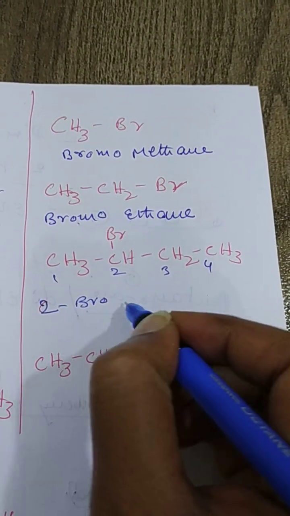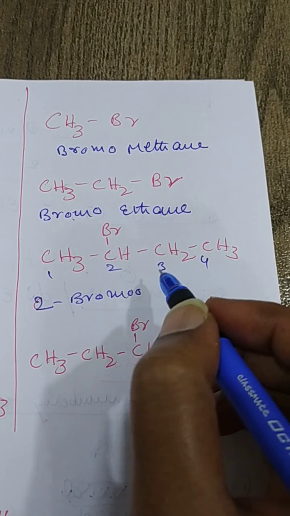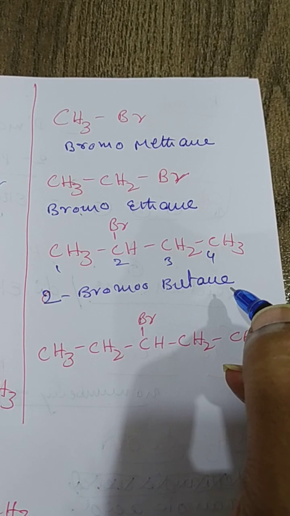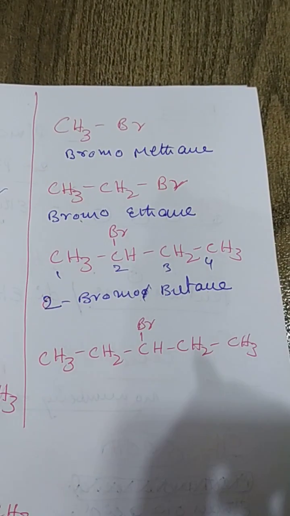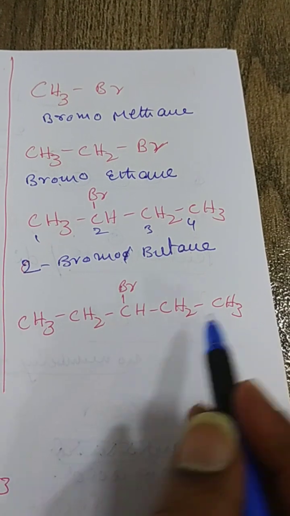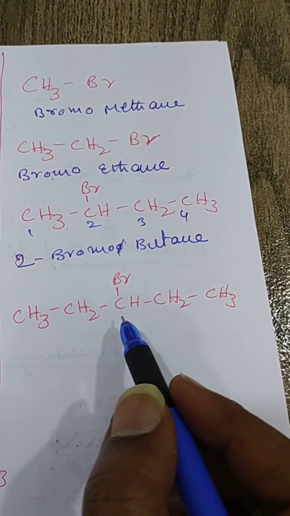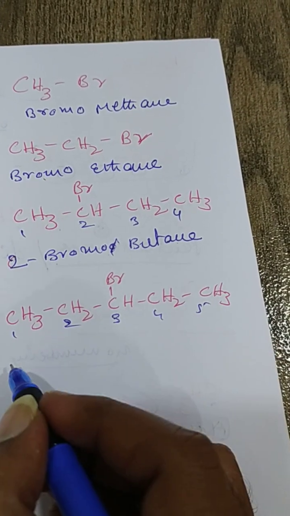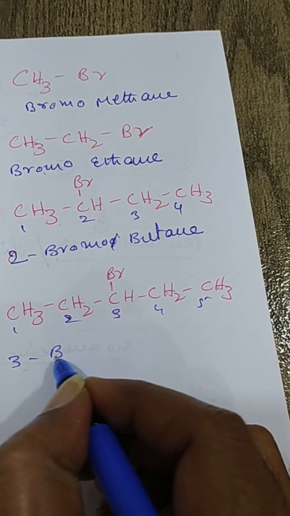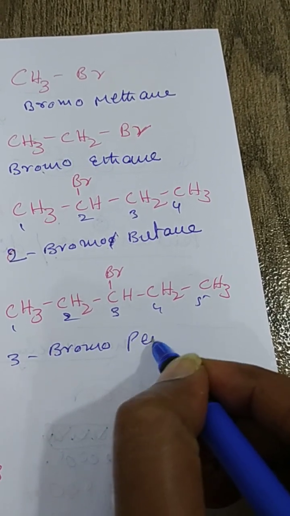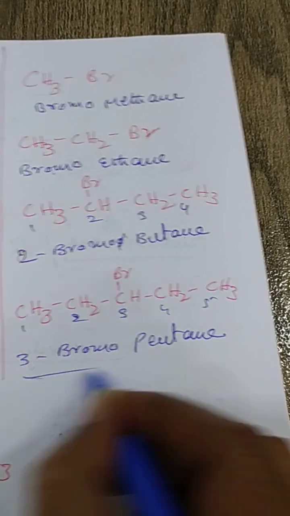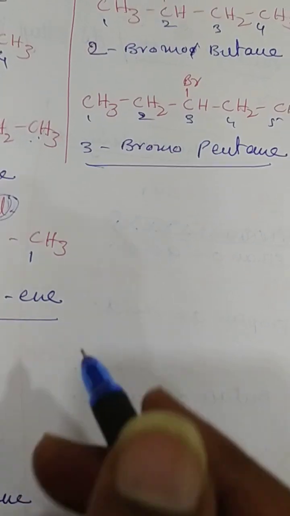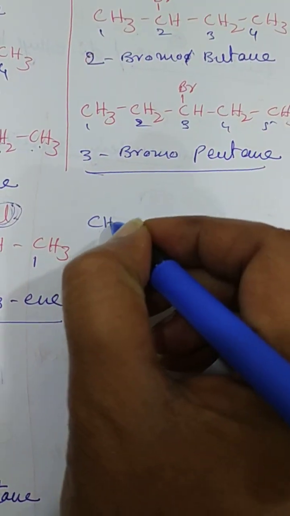2 bromobutane. 2 bromobutane. Similarly here, 5 carbons, from either side you will get similar numbering, hence it is 3, 1, 2, 4, 5. So 3 bromopentane, 2 bromopentane.